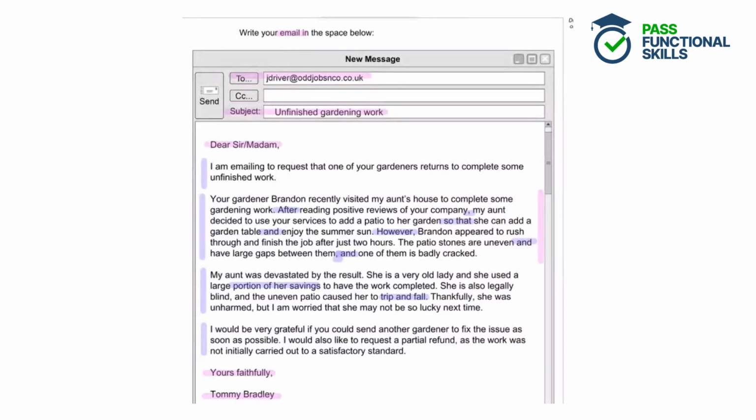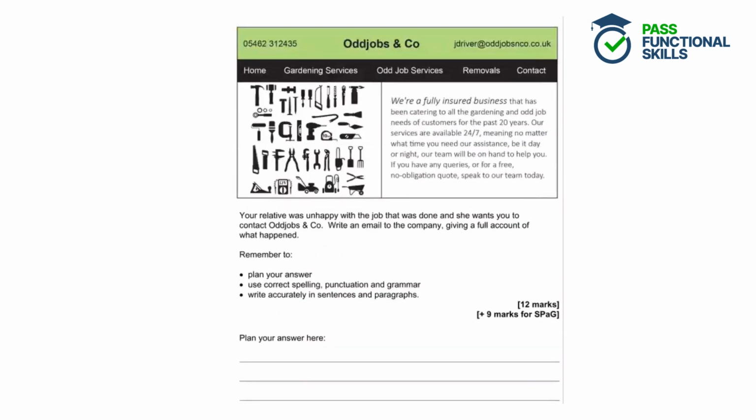Finally, let's take a look at how the language and register in this answer have been adapted to suit the audience and purpose of the text. So the audience that we identified in the question is the company Odd Jobs & Co. She wants you to contact the company. So we've said that you need to write quite professionally and formally, but we want to write with a negative tone because we were unhappy with the job that was done.